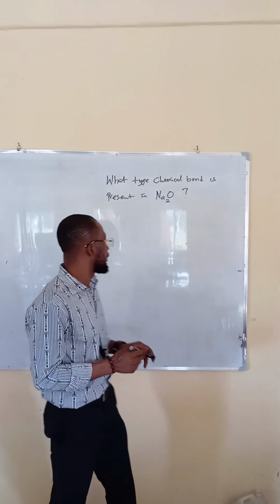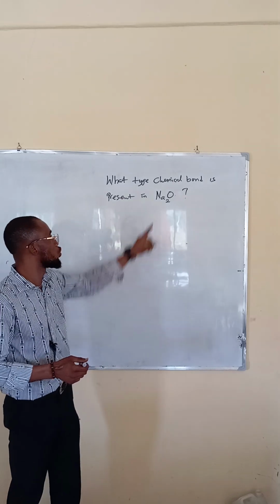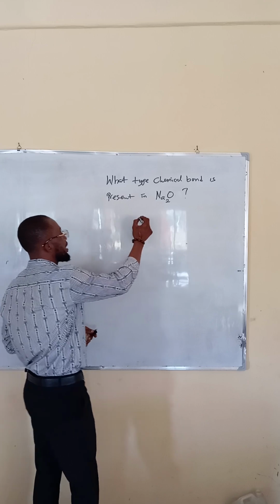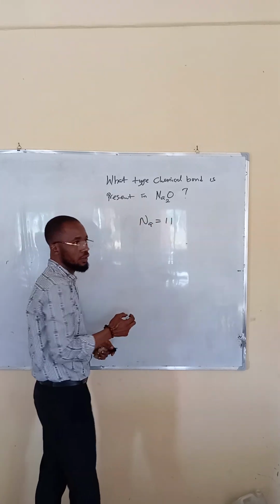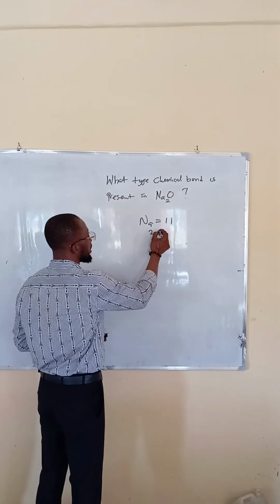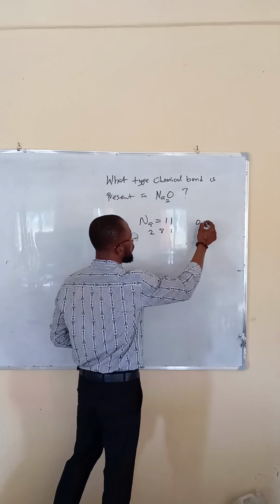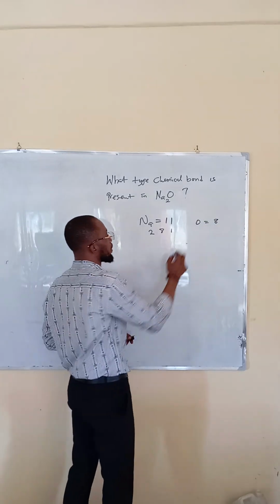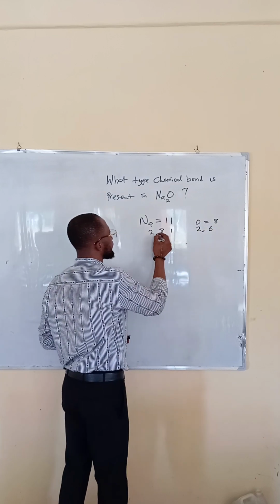Now, let's draw the structures of the atoms. We have sodium, two sodium atoms and one oxygen atom. Now, sodium, Na, has 11 electrons. The electrons are configured in this manner: 2, 8, 1. Oxygen has 8 electrons, and the electrons are configured in this manner: 2, 6.